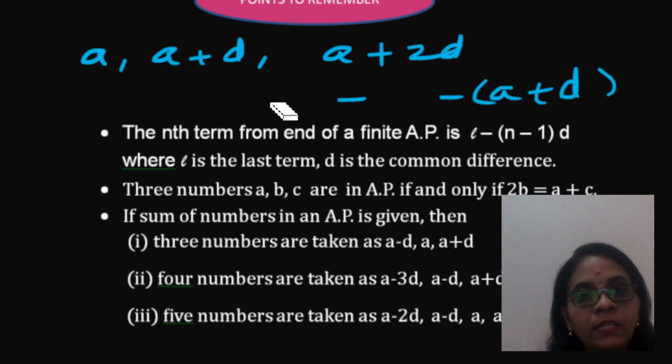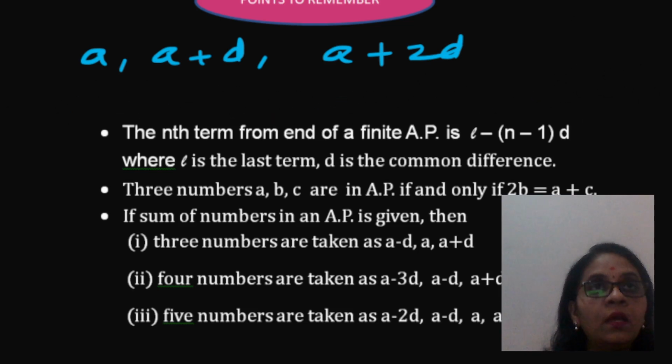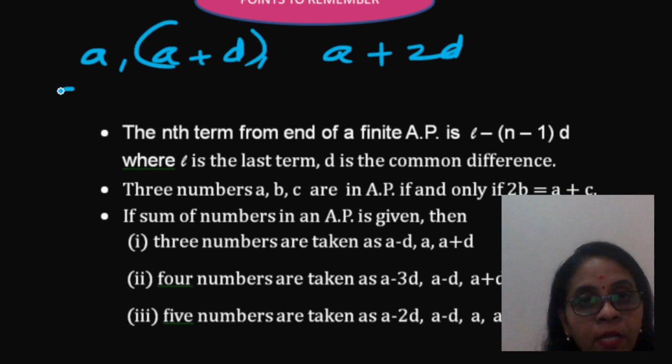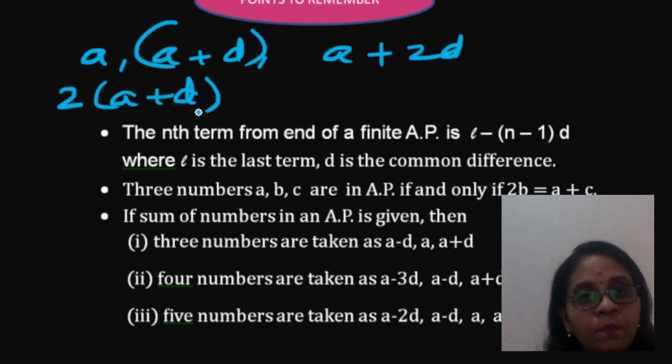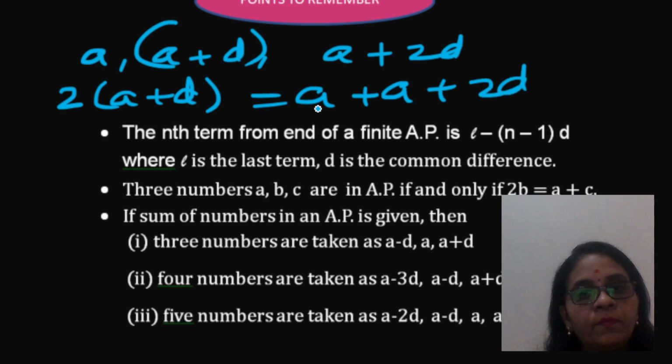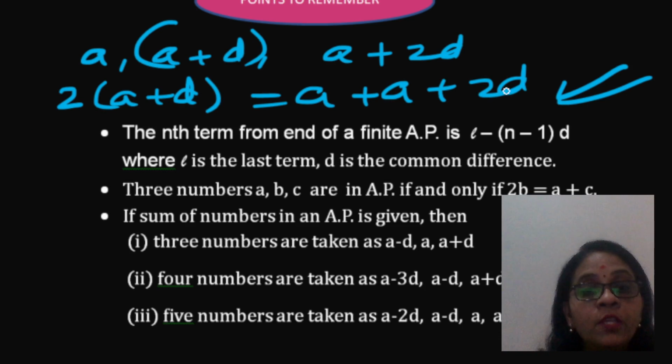Now, what is the relation that these three terms have between each other? 2 times the second term, that is 2 into (a plus d), is equal to the sum of the first and the third term. So, let us check, open the bracket: 2a plus 2d is 2a plus 2d, well and good. So, in general, if you have 3 terms a, b, c in AP, twice the second term is equal to the sum of the first and the third.